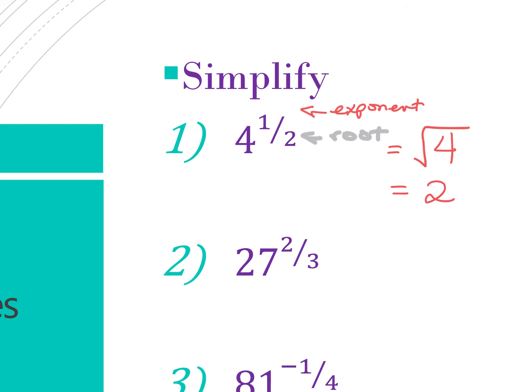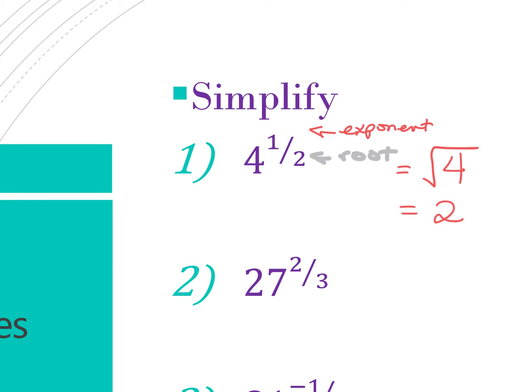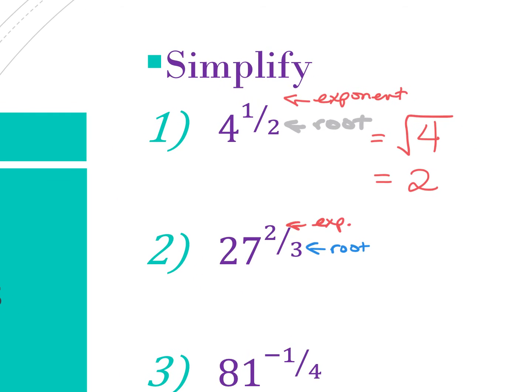The next one, again, the 3 is the root. Now, the root is the little number that's going to go right in here. So if it doesn't have a number there, it's always a square root. So for this one, my root is going to be a 3, and my exponent is the 2. So I'm going to take the 27. I'm going to put it under the radical. I'm going to take that root number, and that's going to become my index, or my little number right here. And then I'm going to raise that to the exponent.